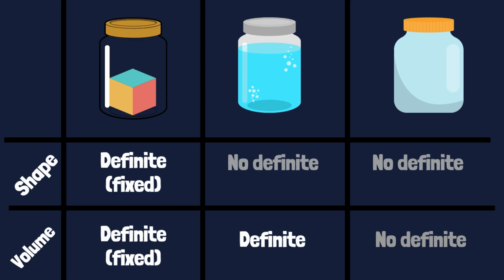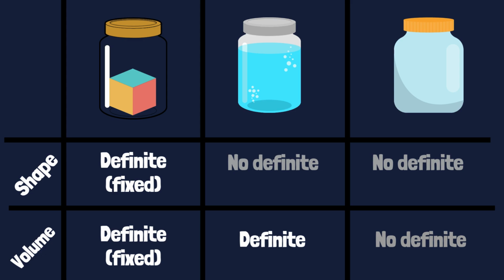Okay, and in the second container, which contains water, which is liquid, we will see that it has no definite shape, no fixed shape. It takes the shape of the container. So it has no definite shape, but the volume, yes, it takes the space as a definite volume. Okay, if we change the container, we will see it takes the same volume. Okay, so it has definite volume and no definite shape.